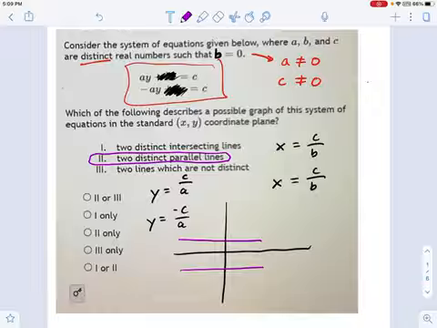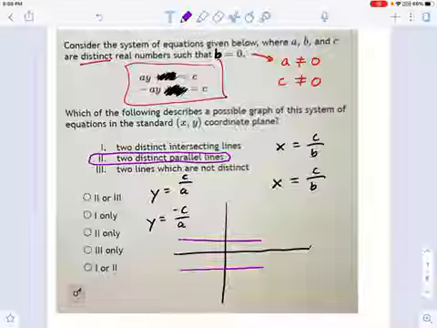So depending on what you have, a equals 0, b equals 0, c equals 0, you're going to have different conditions that are satisfied here. And I just went through two of them. So think about this problem that way.